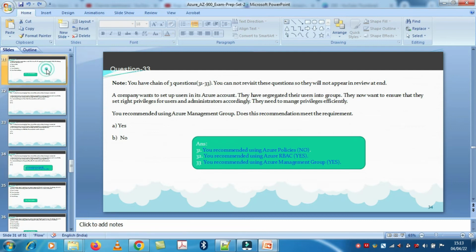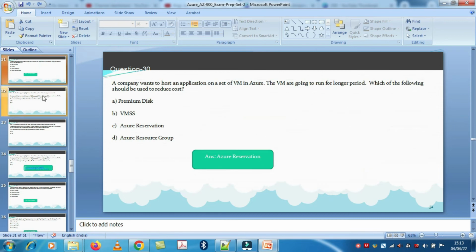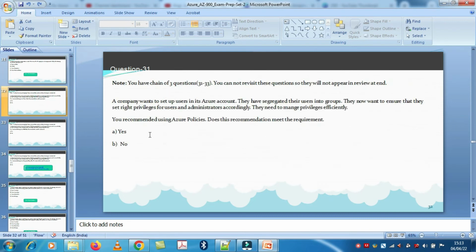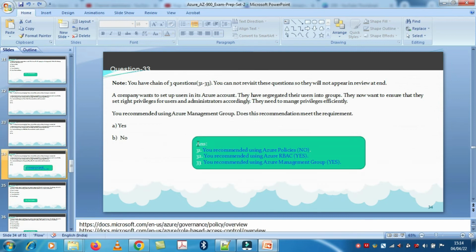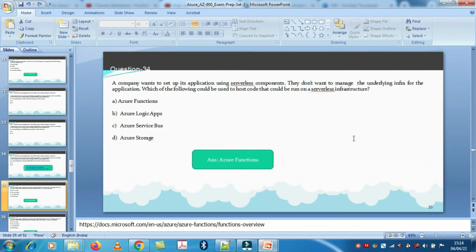Okay, so I'll take you once again to the question. This was the question, and it's asking that they need to manage privileges efficiently. In this case, if it's asking Azure policy, then the answer is no. If it's telling RBAC, then the answer is yes. And if it's telling Azure management group, then the answer is also yes. Now moving to the next question, that is question number 34.